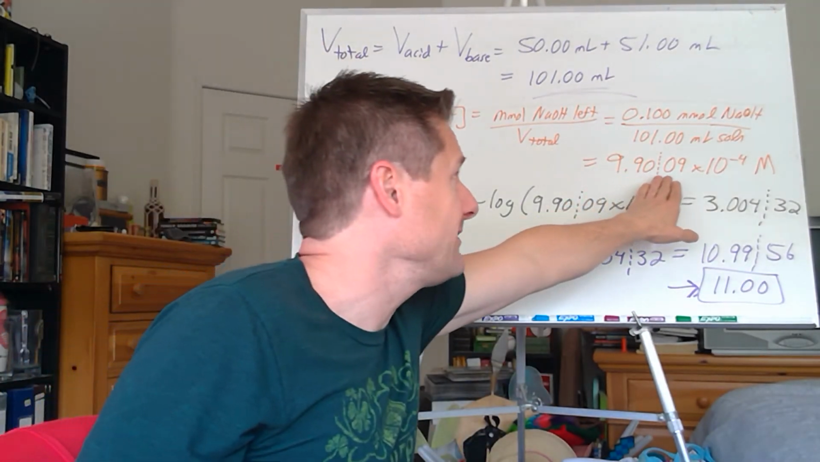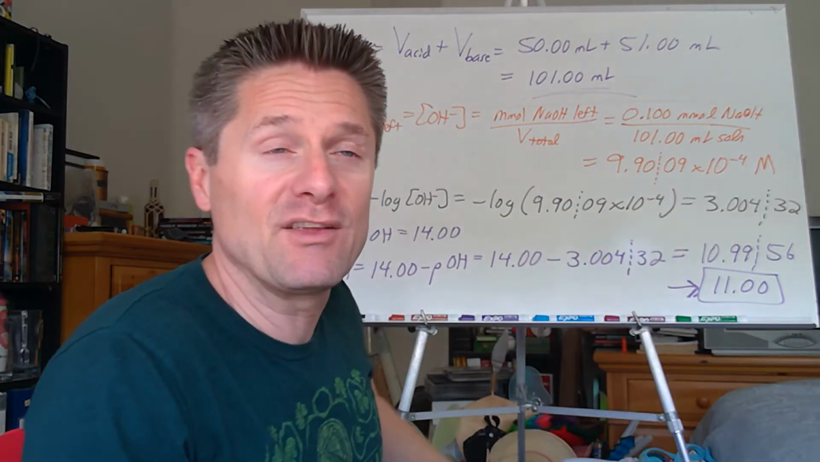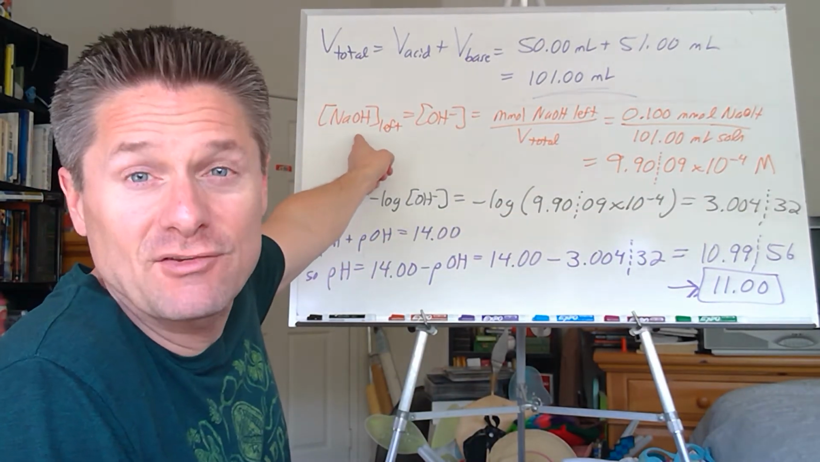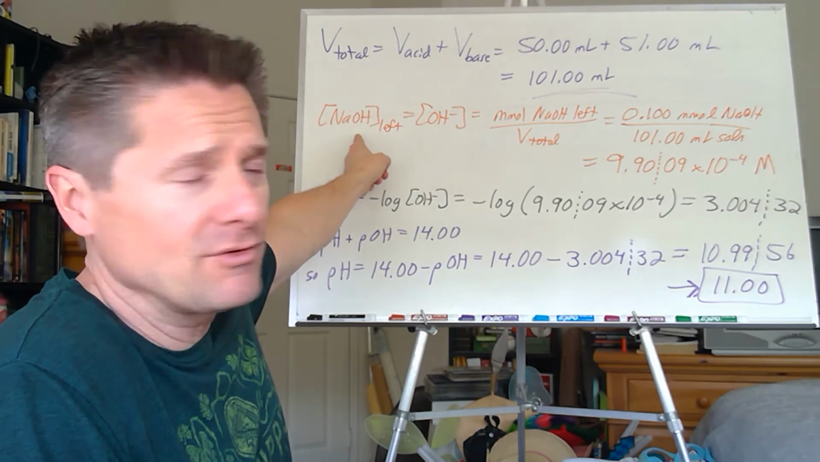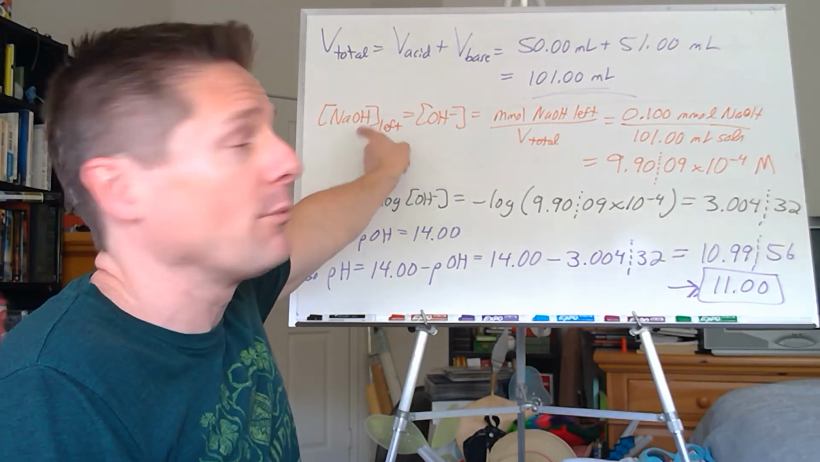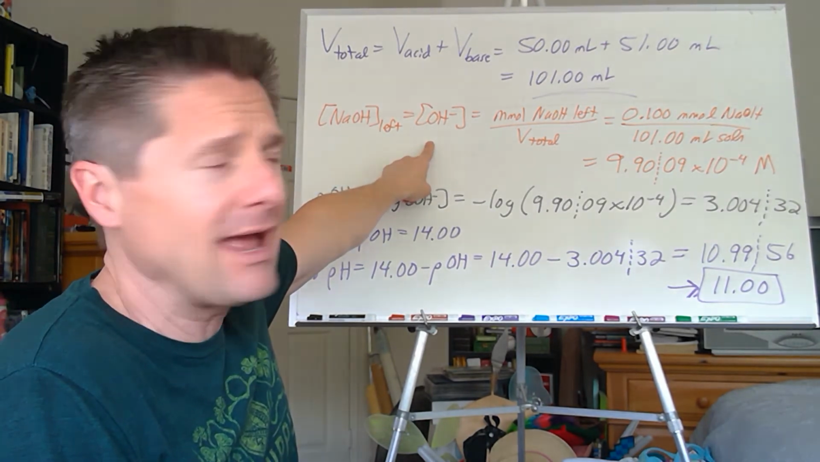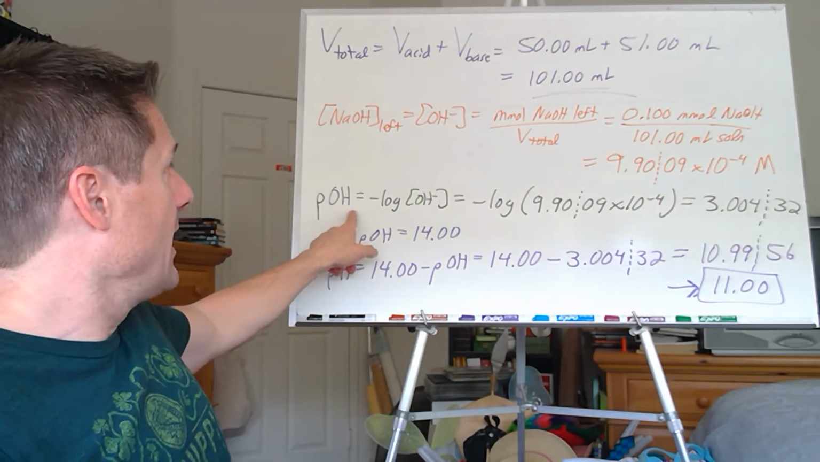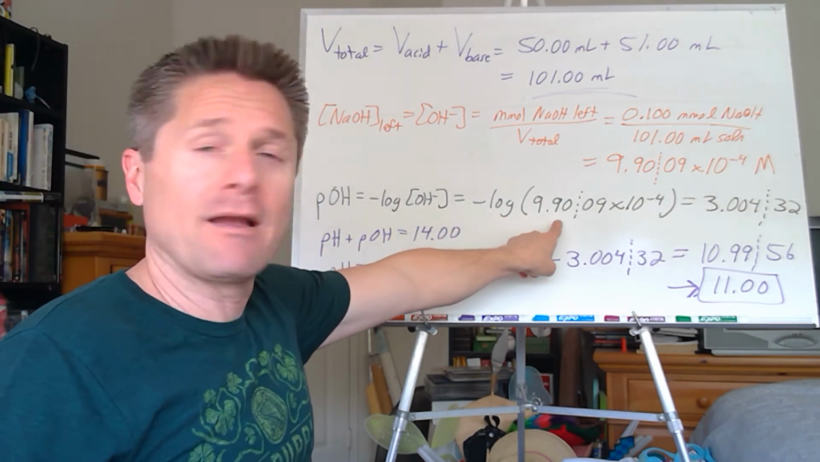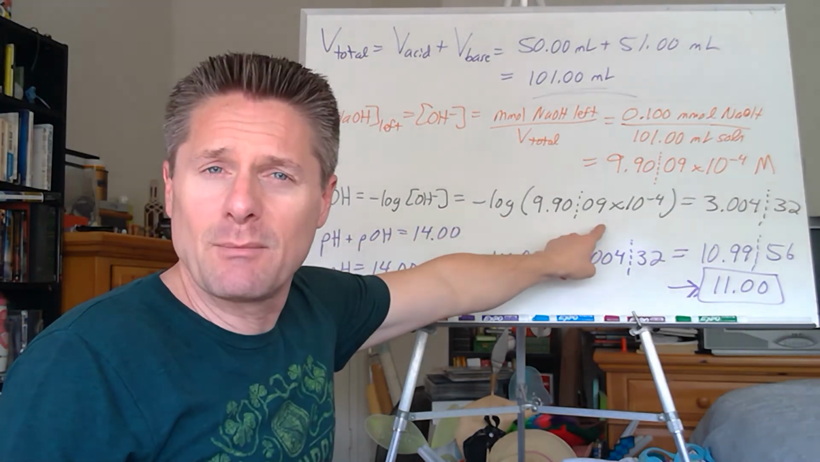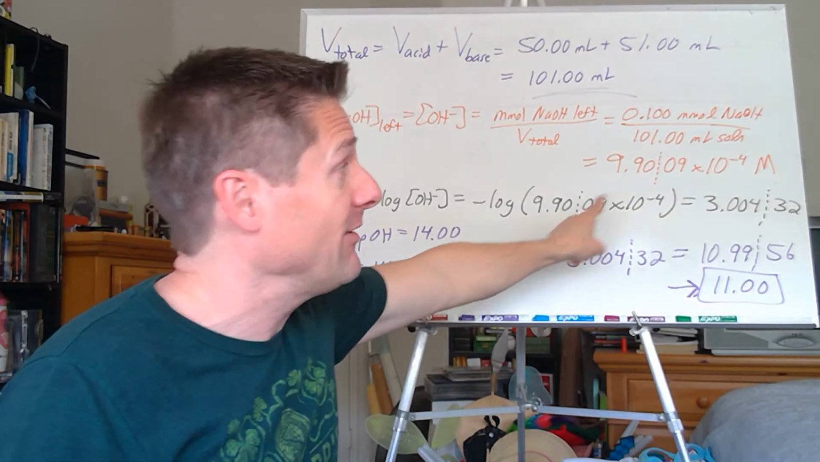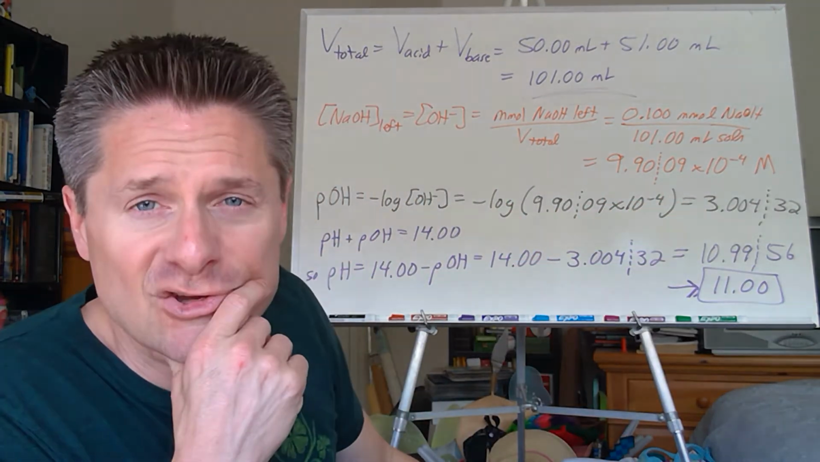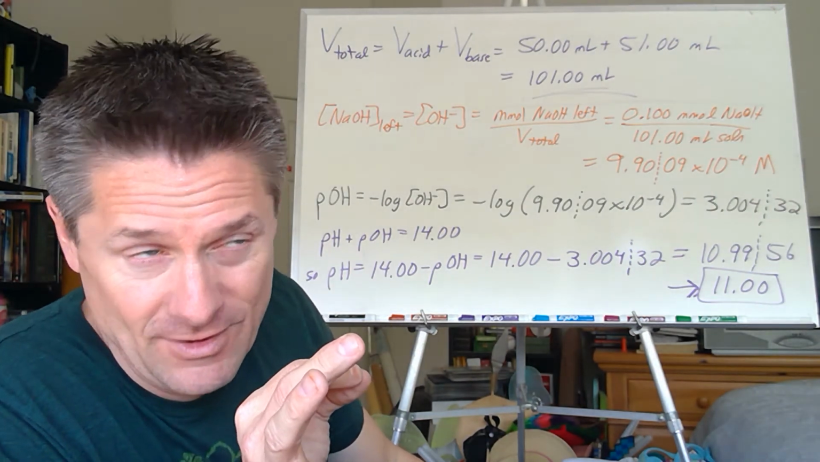Gives me 9.9009 times 10 to the minus 4th molar, good to 3 significant figures. That's the sodium hydroxide concentration left over after the neutralization. Because of the 1-to-1 ratio, and a strong base is 100% ionized, that would be the OH minus concentration. Let's take the negative log of that. Negative log of 9.9009 times 10 to the minus 4th, to 3 decimal places, gives us 3.00432. That is the pOH.